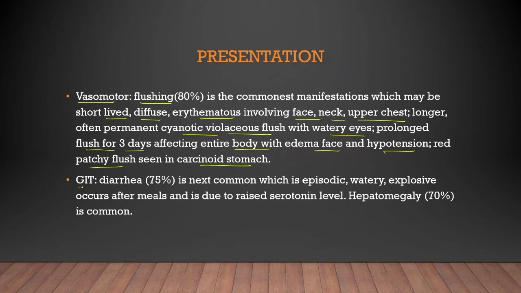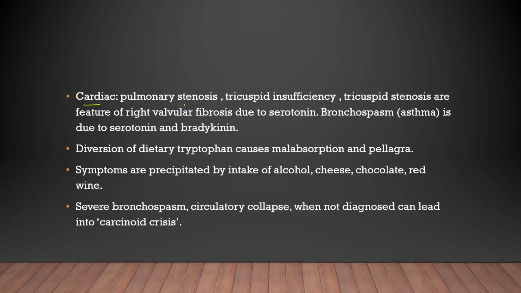What are the GIT symptoms? Patient can present with diarrhea, which is episodic, watery and explosive, occurs after meals, and it is due to raised serotonin level. Patient can present with pulmonary stenosis, tricuspid insufficiency, tricuspid stenosis, which are features of right-sided valvular fibrosis due to serotonin. Patient can present with bronchospasm, which is due to serotonin and bradykinin.